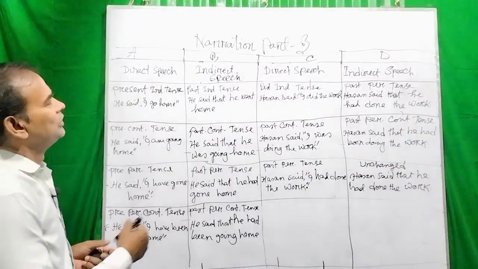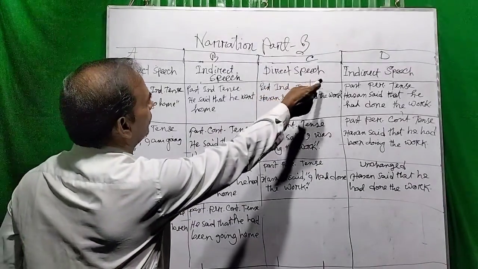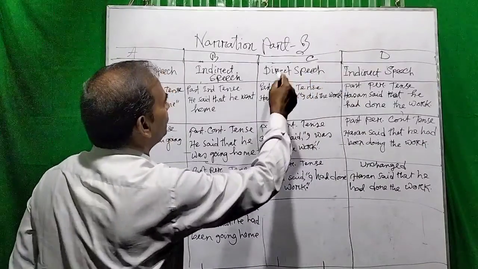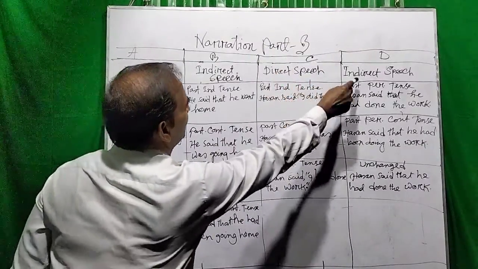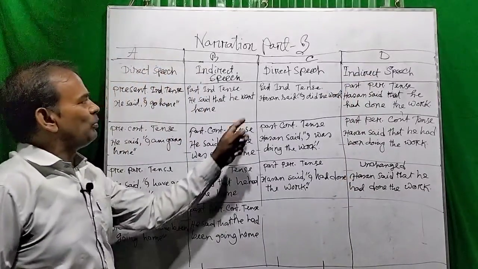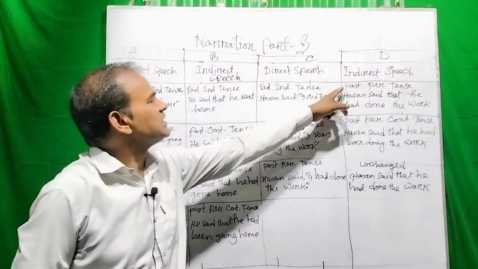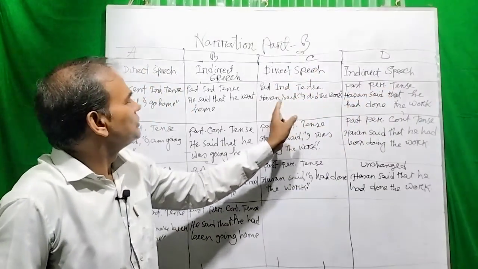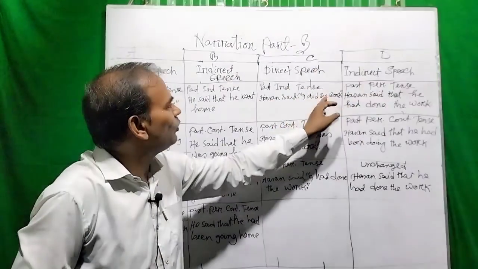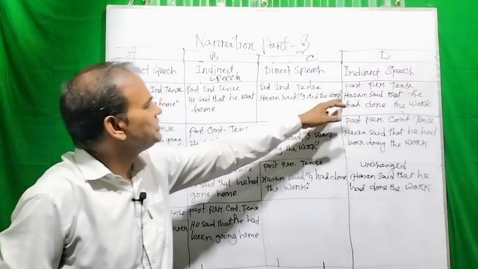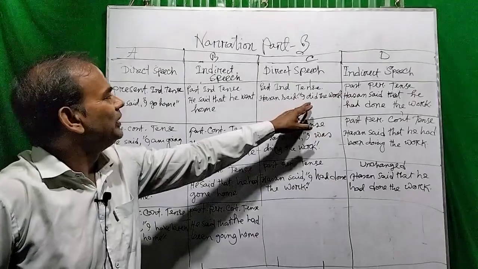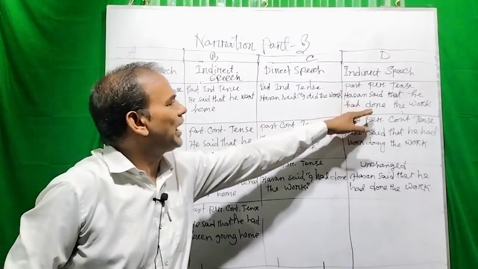Dear viewers, now I like to tell about the past tenses. This is direct speech column, this is indirect speech. You see, past indefinite tense has been changed into past perfect tense, you see, in the D column. So "Hassan said I did the work" has been changed into "Hassan said that he had done the work." Here did has been changed into had done.